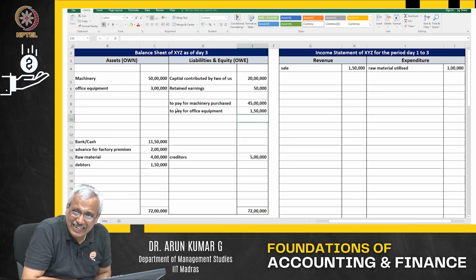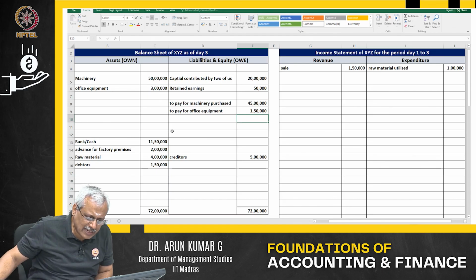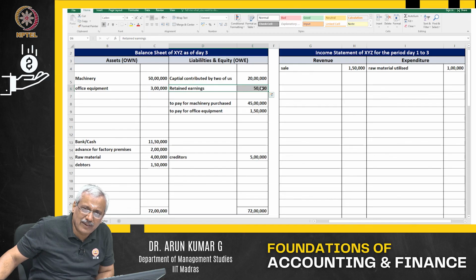So any transaction that takes place will find a place in your financial statements, P&L and balance sheet. Now I missed telling you one aspect. I said retained earnings 50,000. That is because the profit belongs to the capital provider. So I have written it there.